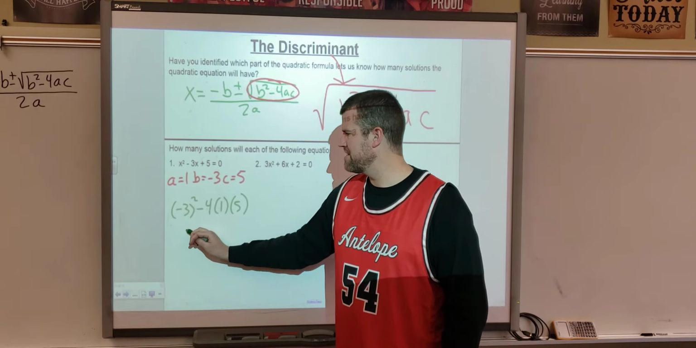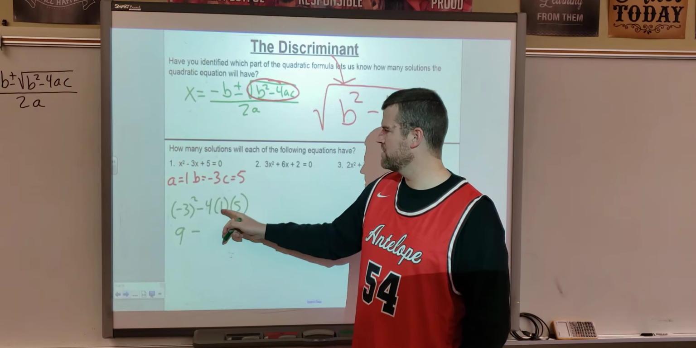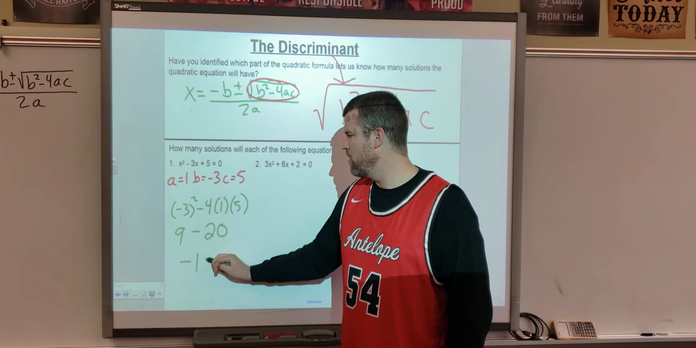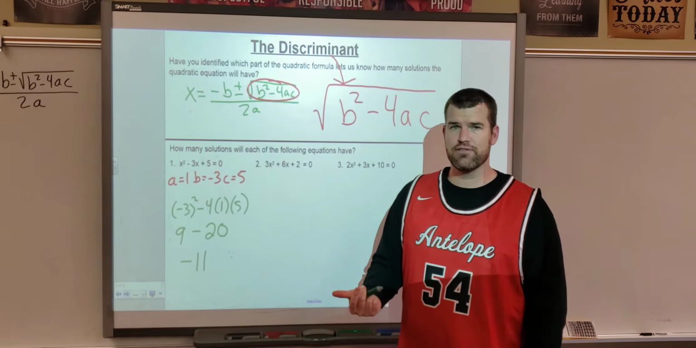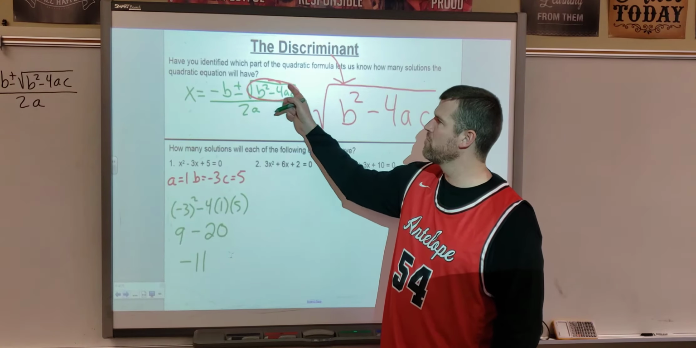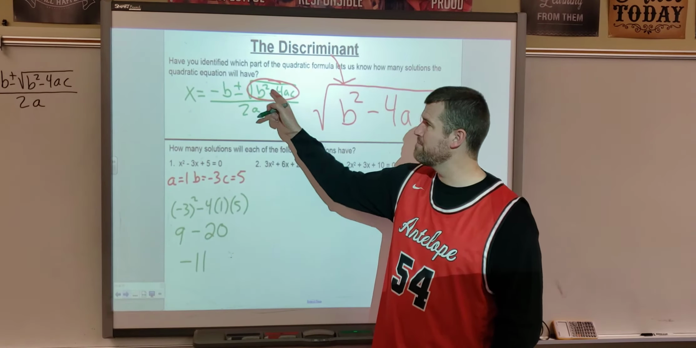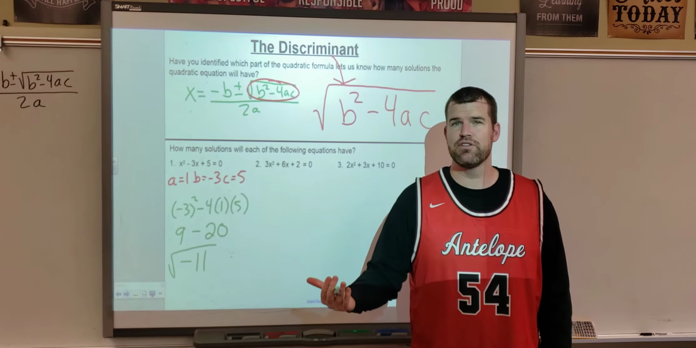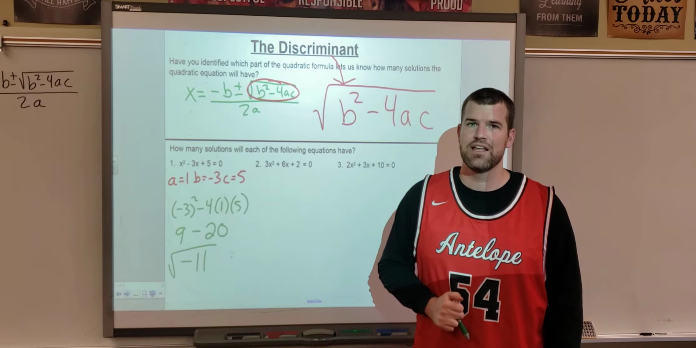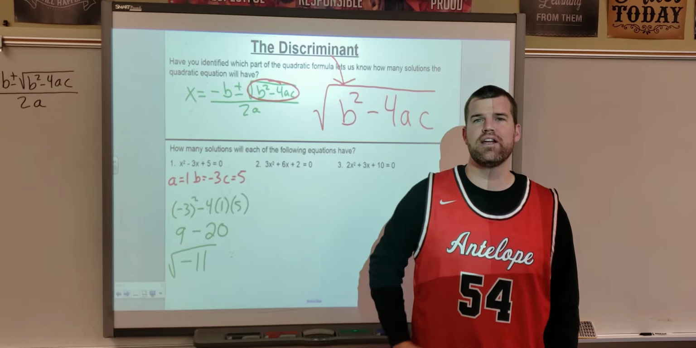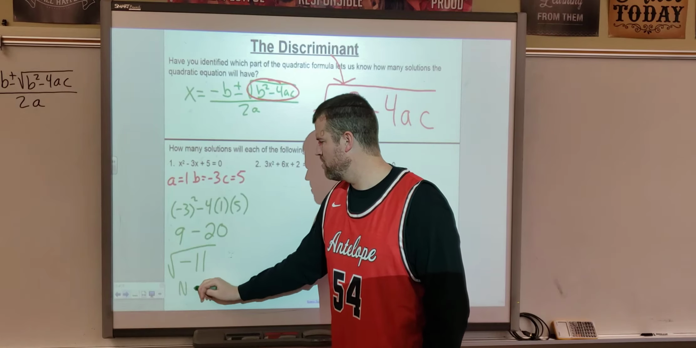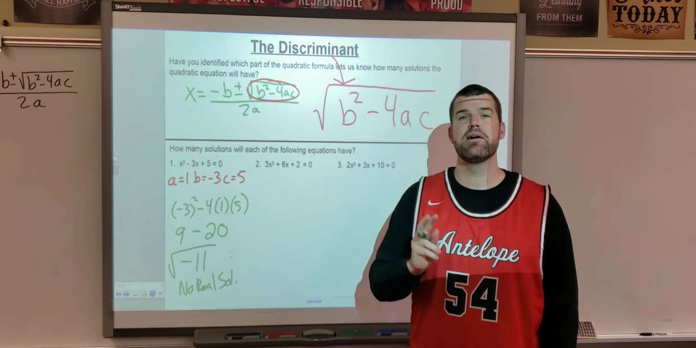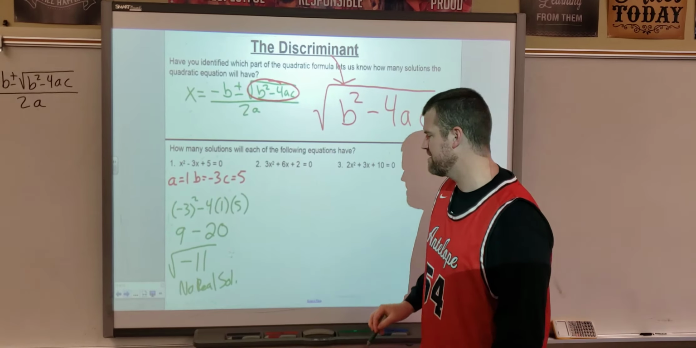Negative 3 times negative 3 is 9, minus 4 times 1 times 5, 20, and that will give me a negative 11. So I know that if I were doing the quadratic formula in this problem, this part of my formula would give me a negative 11, which means in my formula I would have square root of negative 11. Well, if we have a square root of a negative, how many solutions do we get? That's right, 0 real solutions. We're going to call this no real solution. It will have 2 imaginary solutions, but no real solutions.